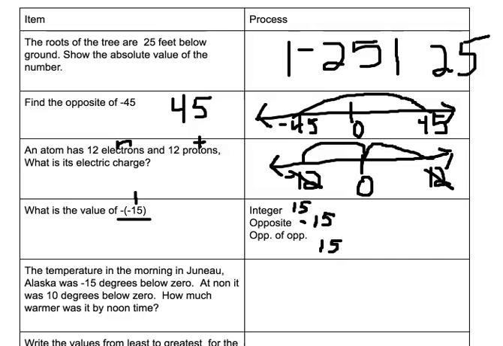The temperature in the morning at Juneau, Alaska was 15 degrees below 0. And I put a negative in front. 15 degrees below 0 would indicate that that would be a negative. At noon, that should be noon, there should be another O in there. At noon, it was 10 degrees below 0. How much warmer was it by noontime?